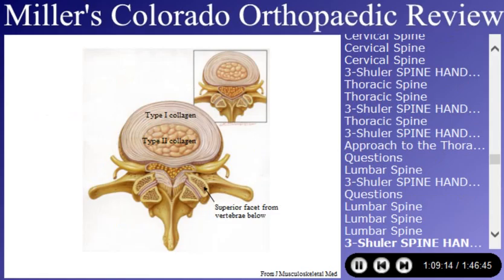A testable item is shown here on the diagram itself. This is an example of spinal stenosis. It's actually a beautiful diagram. Do not forget the relationship. Superior facet from the vertebra below is located in this position. Okay?